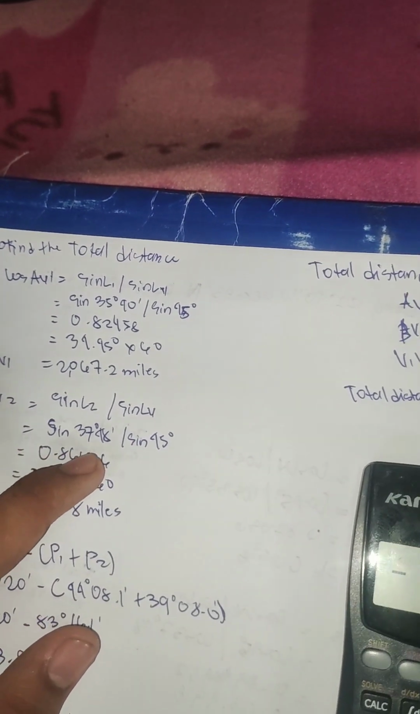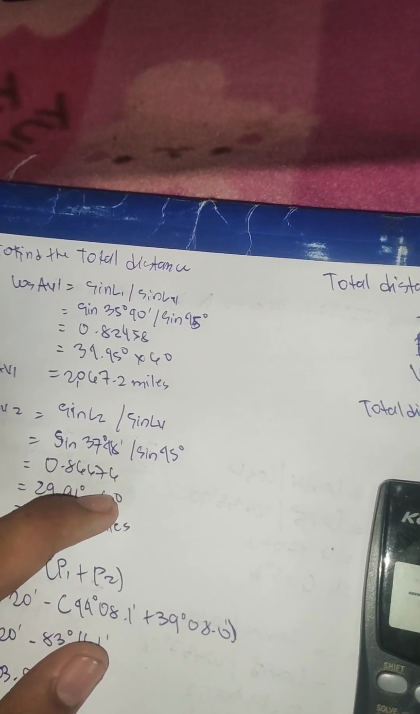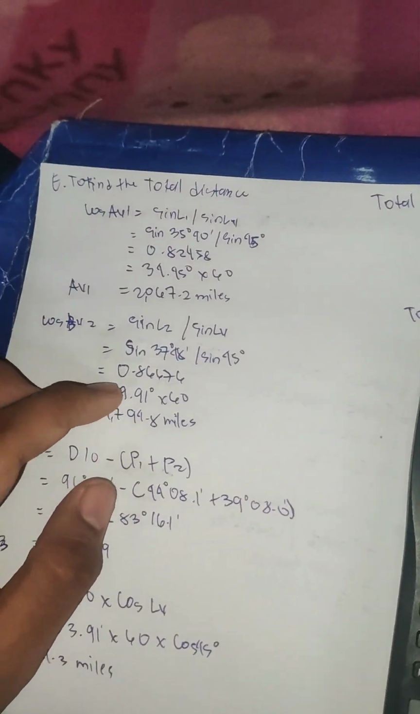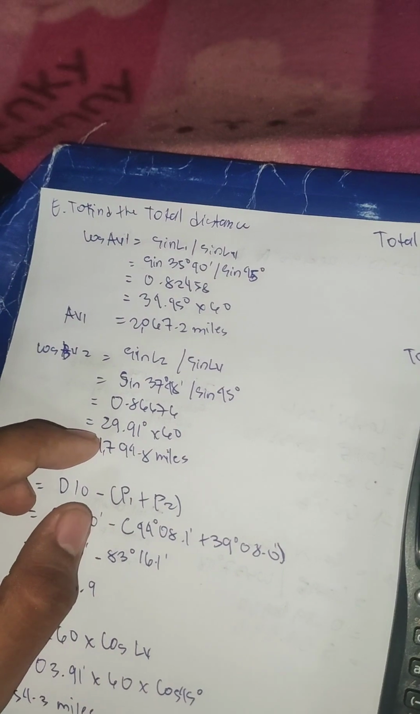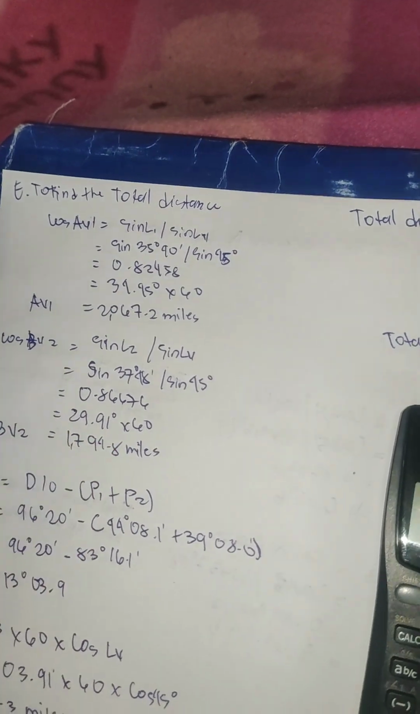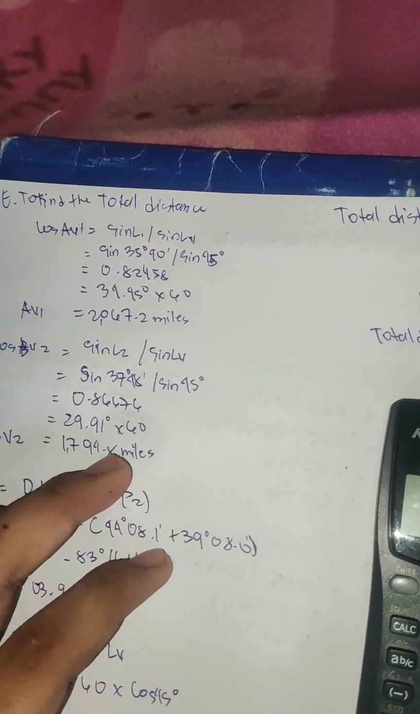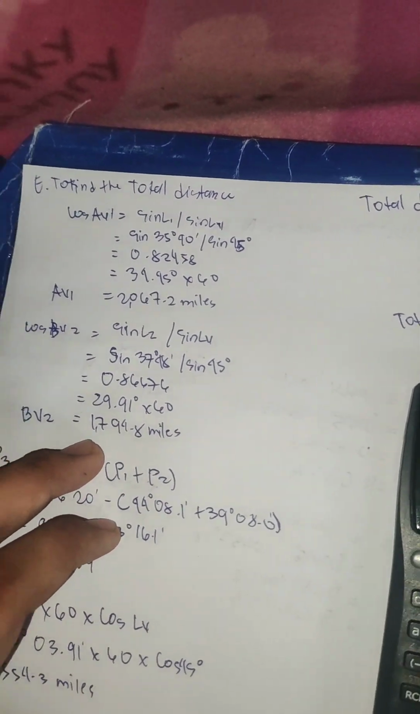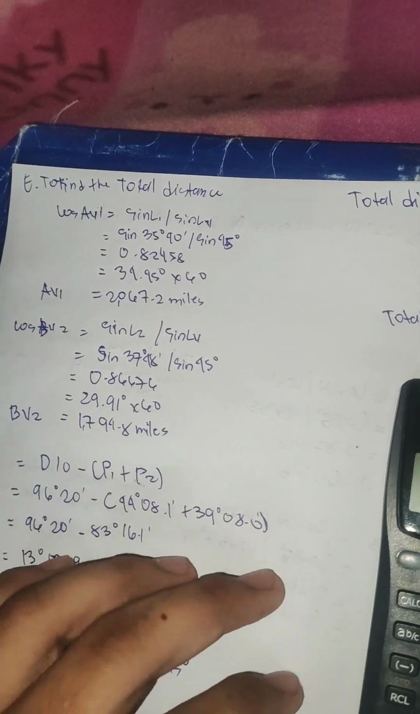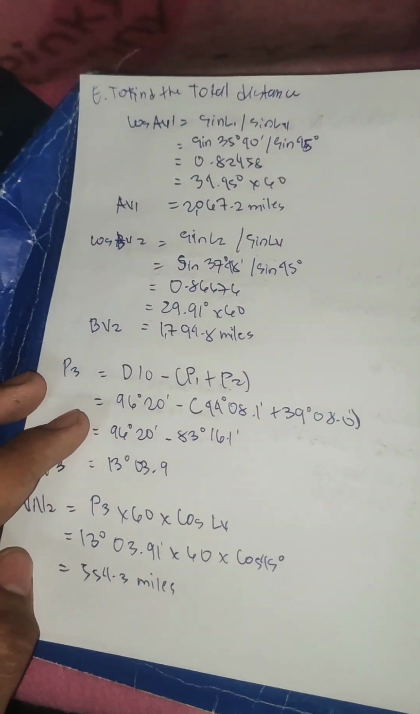Then second, cos BV2 is equal to sine L2 over sine LV. Sine 37 degrees 48 minutes over sine 45 degrees is equal to 0.86676. Shift cosine is equal to 29.91 degrees times 60, and our BV2 is equal to 1794.8 miles.